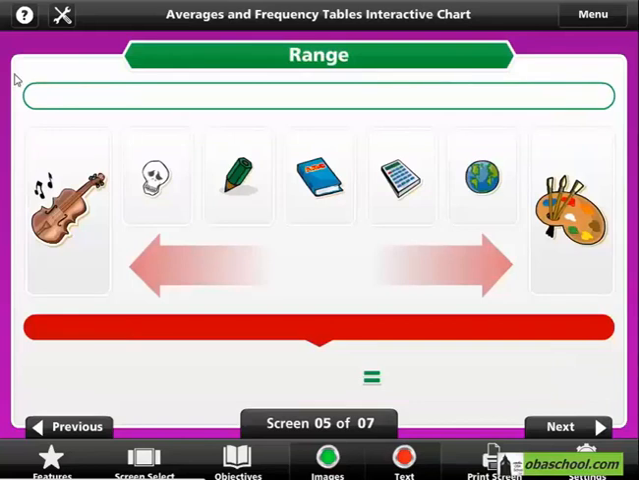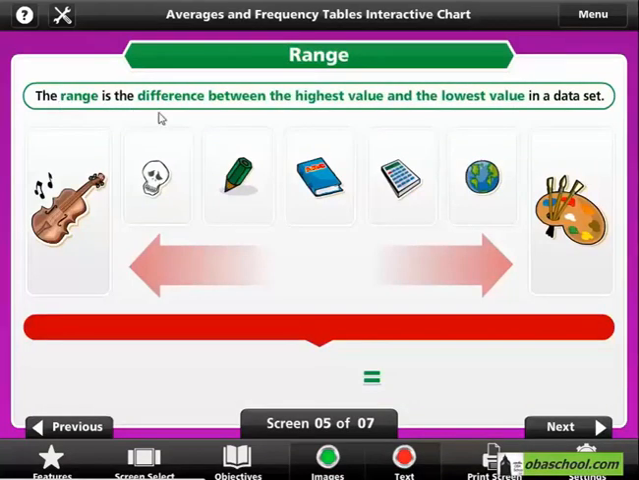And now we have the range. The range is the difference between the highest value and the lowest value in a data set. So you're going to have a set of data, each having its own number, and the range is the highest number minus the lowest number.